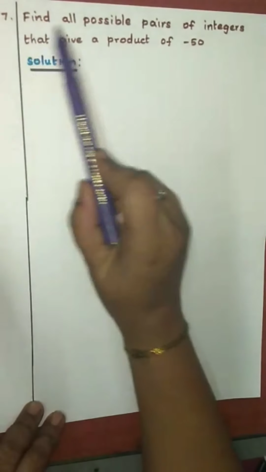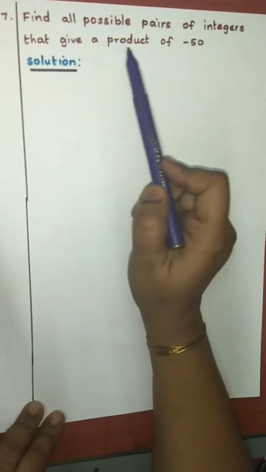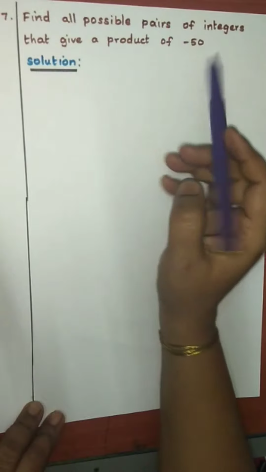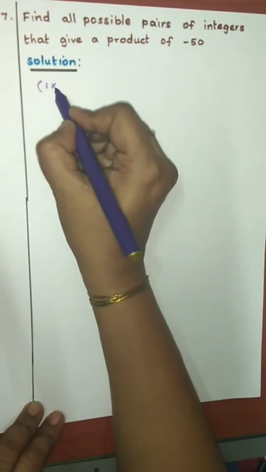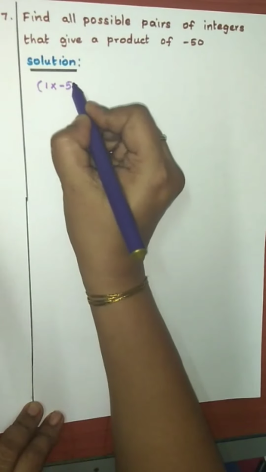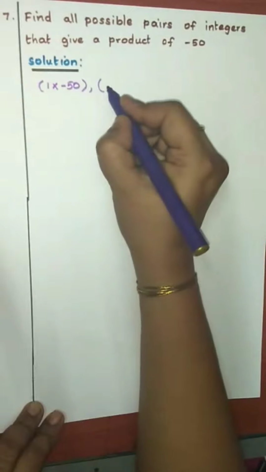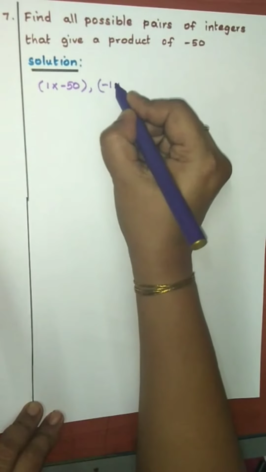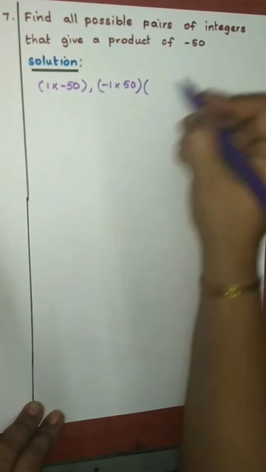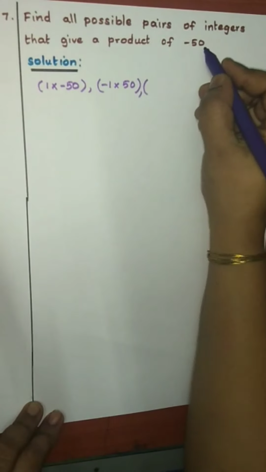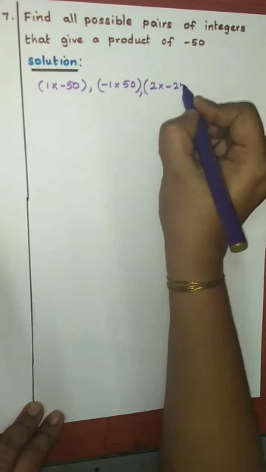Seventh problem. Find all possible pairs of integers that give a product of minus 50. Let us start from 1. 1 into minus 50 is minus 50, isn't it? Now change the sign. Minus 1 into 50. We know that 50 is divisible by 2. So 2 into minus 25.